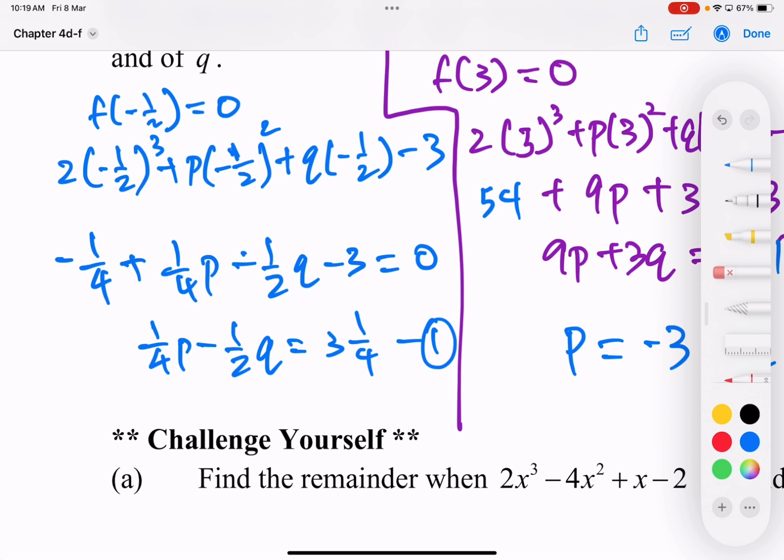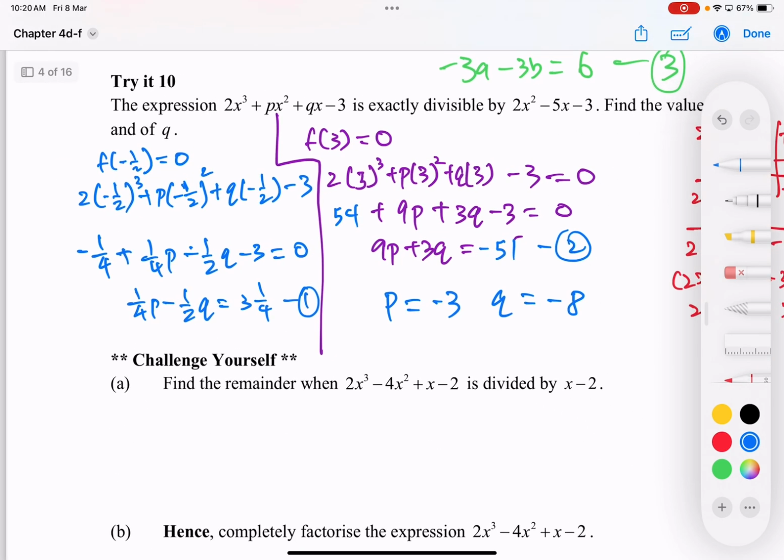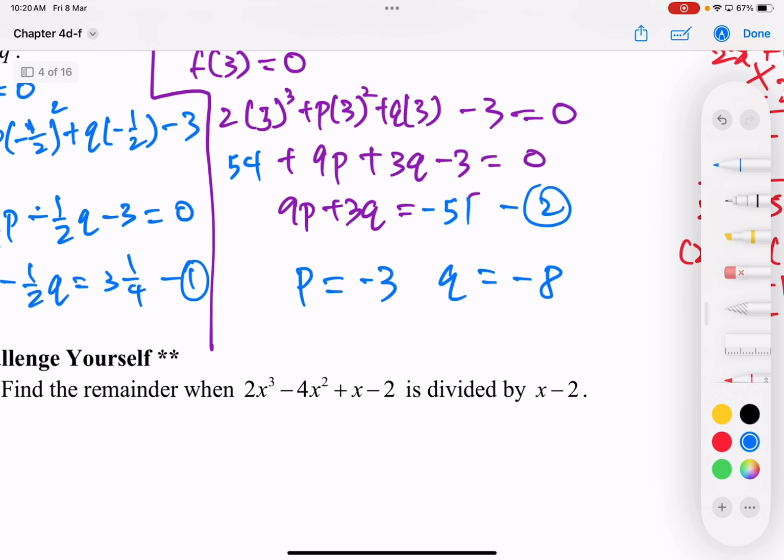Hey, please use your calculator. The answer is really P equals negative 3, Q equals negative 8. If you got it wrong, it's because of your substitution or your elimination. Can you please go and practice? Some of you got this correct answer already. For those of you who did not, you really have to go back and practice. I'll give you one more minute to try to figure out where you went wrong, then I move on to the next one.